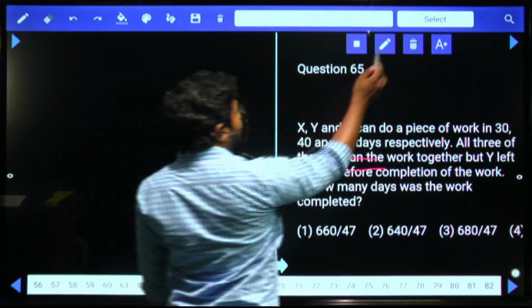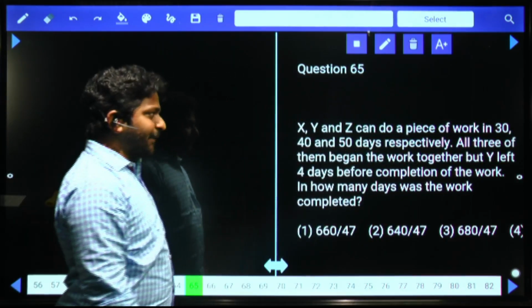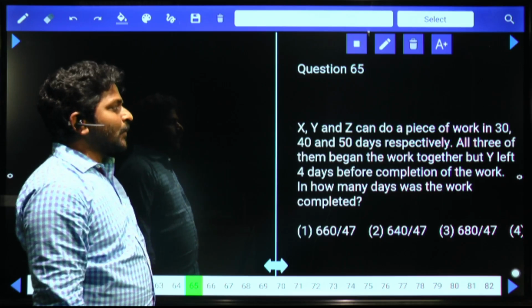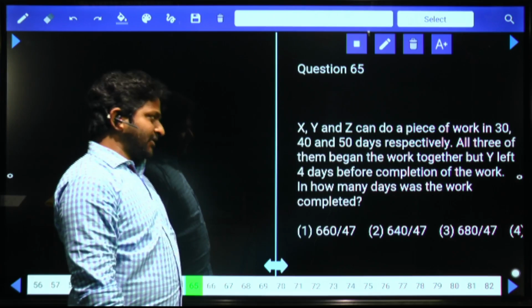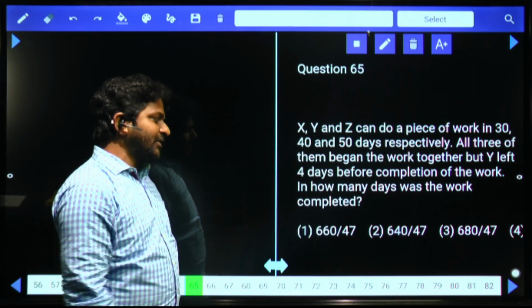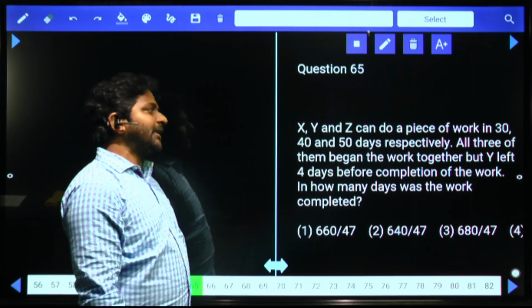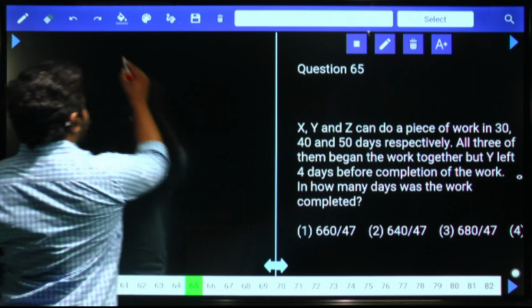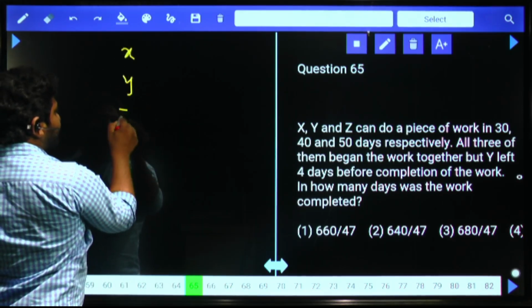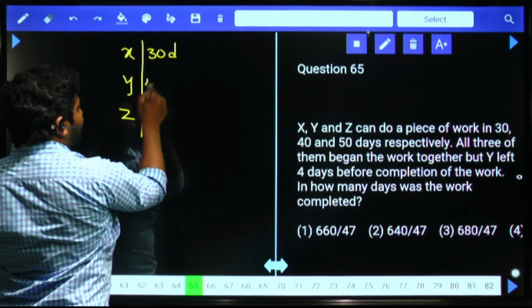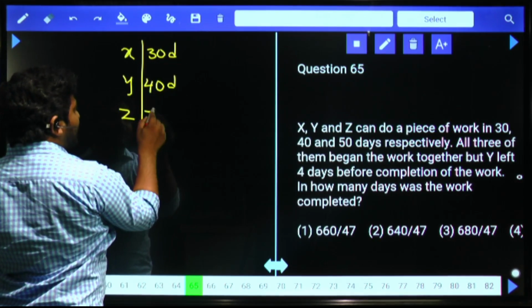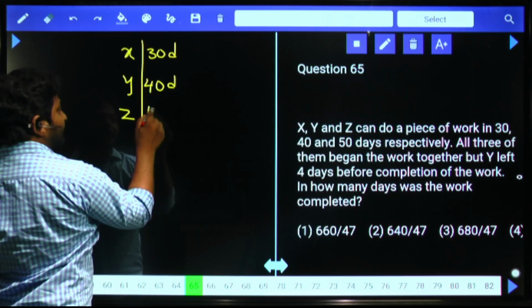X, Y, Z can do a piece of work in 30, 40, 50 days respectively. All three of them began working together, but Y left 4 days before completion of work. In how many days was the work completed? Okay. Now let's use the units method. X can do the work in 30 days. Y can do it in 40 days. Z can do it in 50 days.